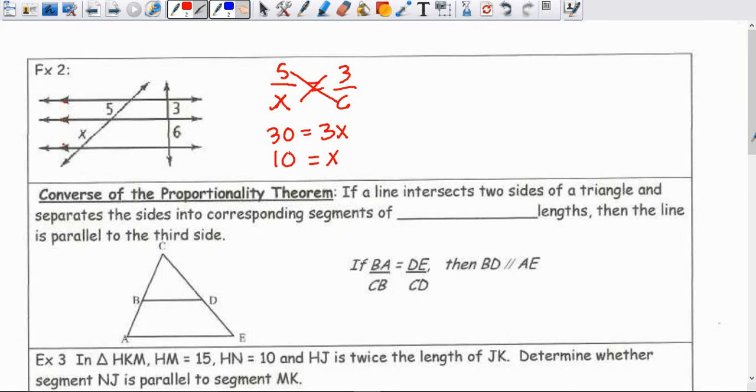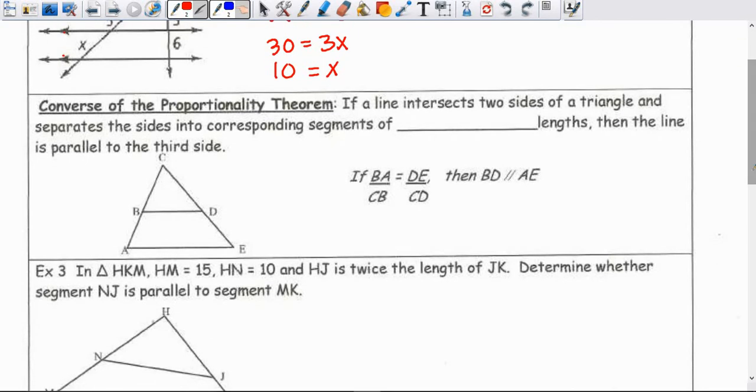Then our next one, we have the converse of the proportionality theorem, which says if a line intersects 2 sides of a triangle and separates the sides into corresponding segments of proportional lengths, then the lines are parallel to the third side. What that means is if I tell you that you can set up a proportion of this over this equals this over this, then that means these 2 lines have to be parallel every single time. All right?